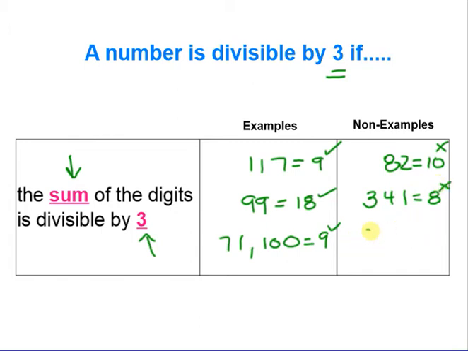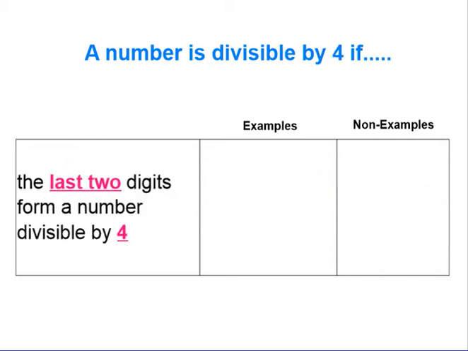Let's see, we can do the number 9,991. That would not work. 9 plus 9 is 18. 18 plus 9 is 27. 27 plus 1 is 28. And 28 is not divisible by 3 without a remainder. So, all right, let's go ahead and move on to 4.